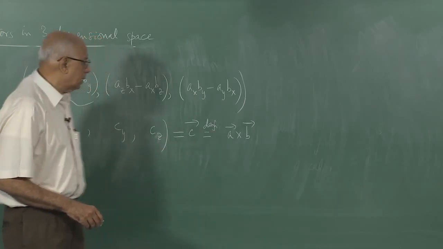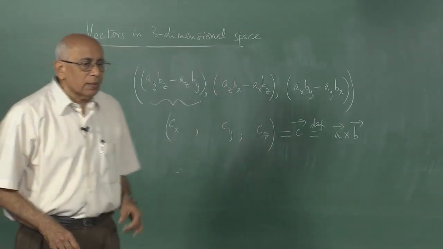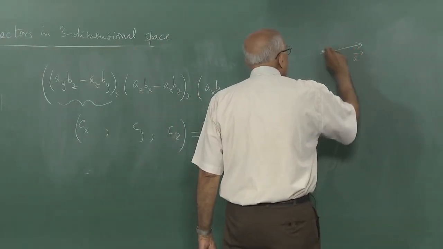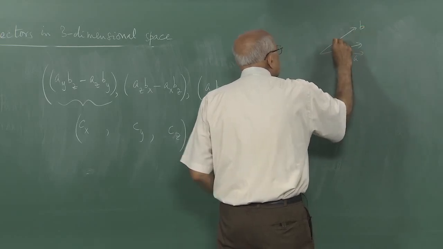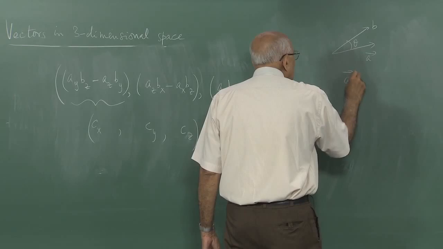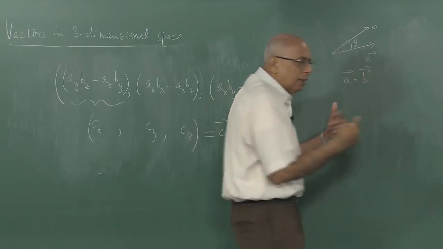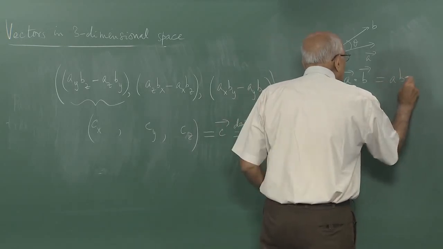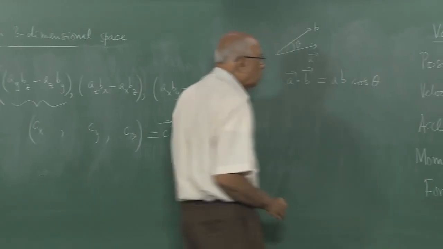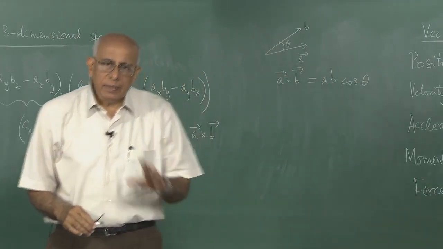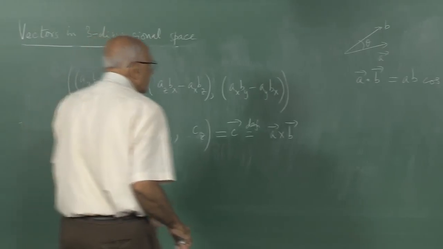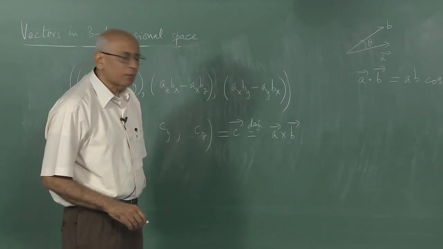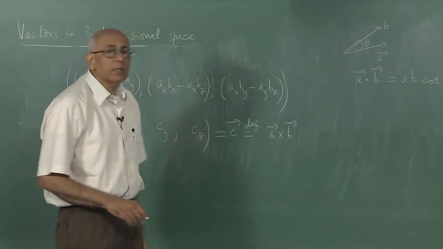Now one could ask, just as if I took 2 arbitrary vectors A and B and there is a certain angle theta between them, I also know that A dot B, instead of writing it in Cartesian components, I could also write as the magnitude of A times the magnitude of B times the cosine of the angle between them. In exactly the same way, can I write some formula for A cross B given 2 arbitrary vectors A and B of that kind in 3 dimensions? And the answer is yes.